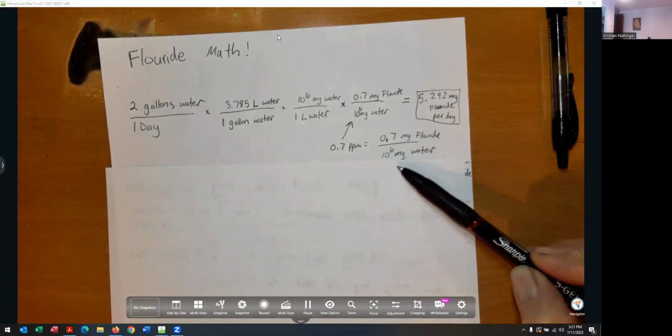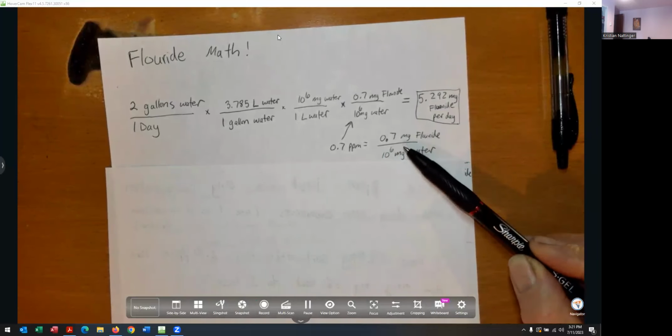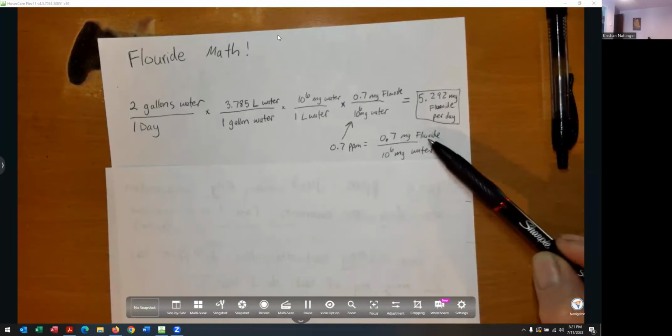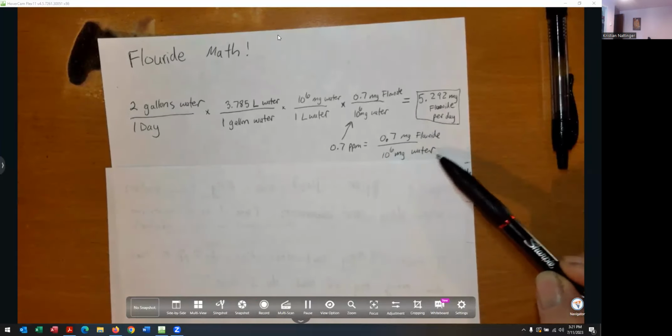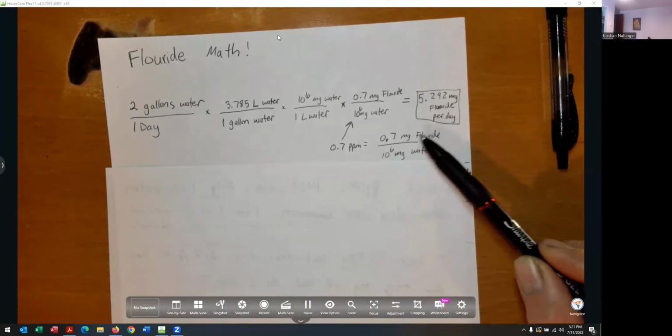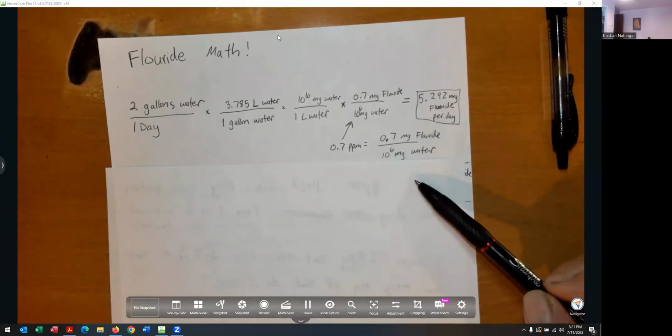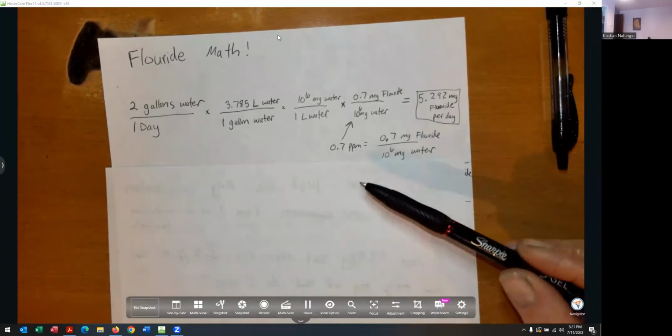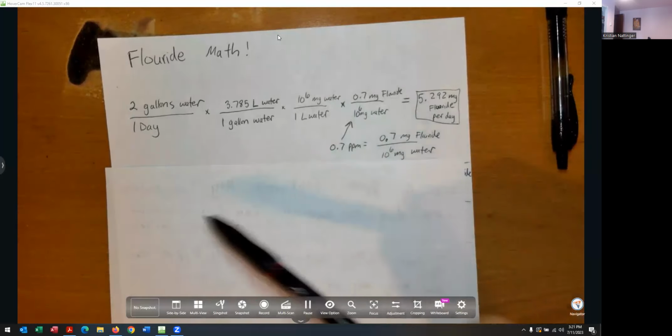So if you have a whole lot of water, you've got 0.7 milligrams of fluoride. And in the water treatment plant, right, they're calculating this. Every time 10 to the 6th milligrams of water goes by, they're adding 0.7 milligrams of fluoride to that water. And so I would just use it then in my conversion factor.